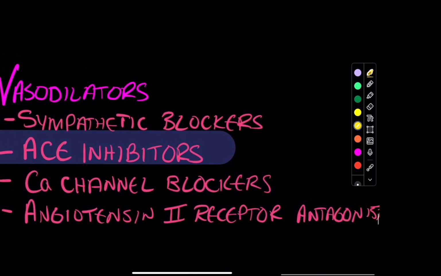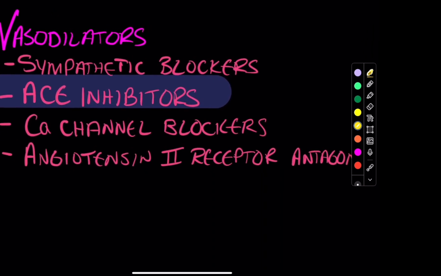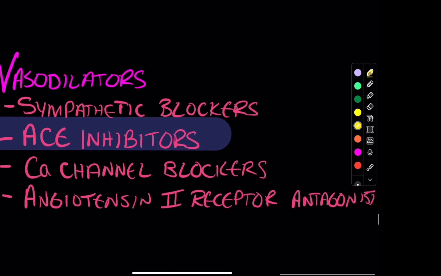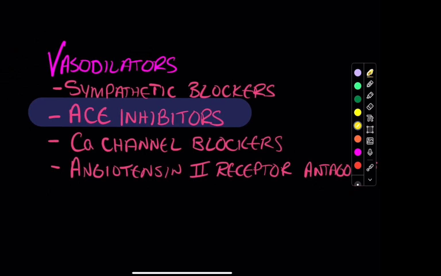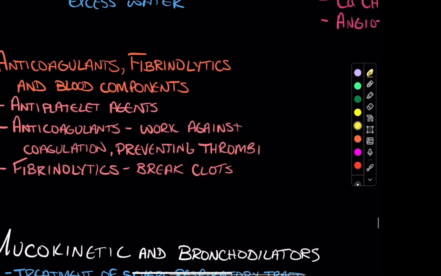But they're used to kind of block the sympathetic system. They also block the ACE system, which we talked about in the last unit as well, or last chapter. So ACE inhibitors, they kind of block that one enzymatic pathway that allows the angiotensin 1 to convert into angiotensin 2. They can also be classified as calcium channel blockers, and then there's finally the angiotensin 2 receptor antagonist, which would kind of be at the end of that whole angiotensin chain we talked about in the last unit.